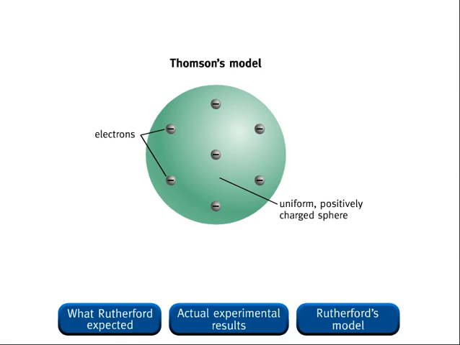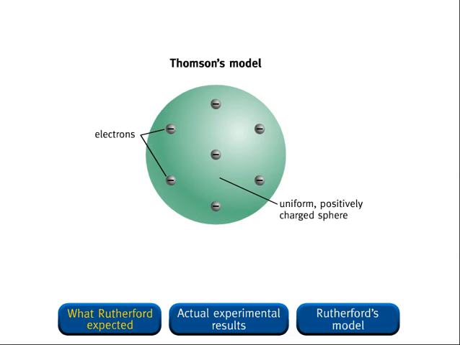In the early 1900s, J. J. Thomson proposed that an atom was a uniform sphere of positively charged matter in which electrons were embedded. This model is sometimes called the plum pudding model. Electrons are embedded in a sphere of positive matter similar to raisins in plum pudding.